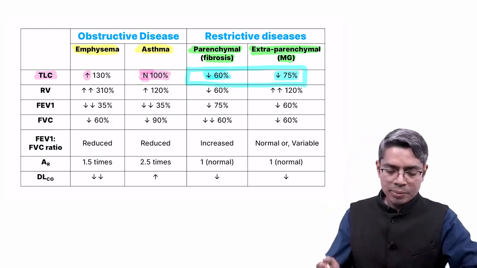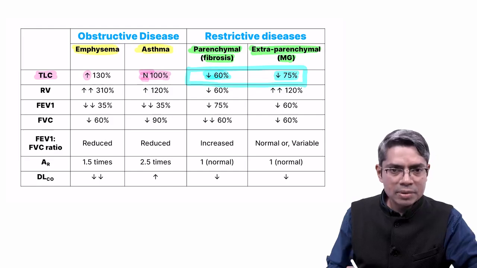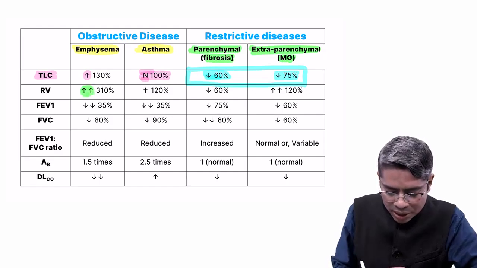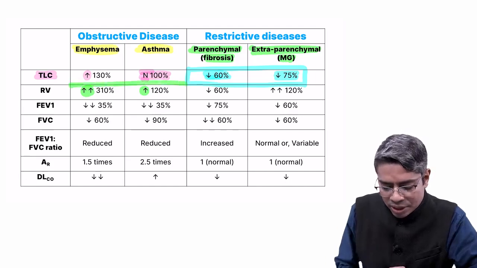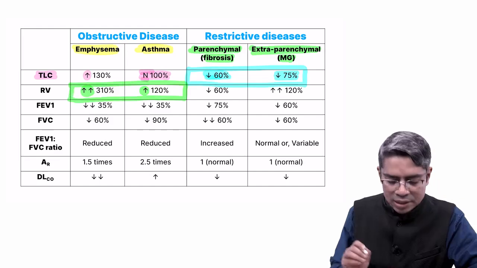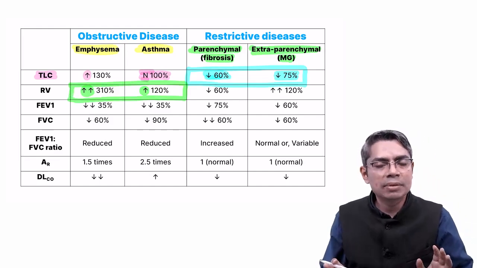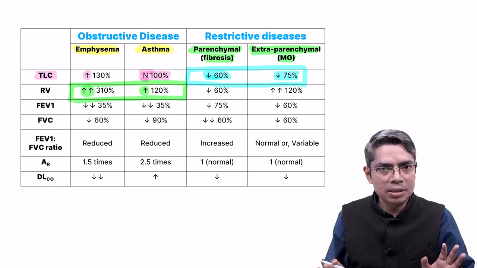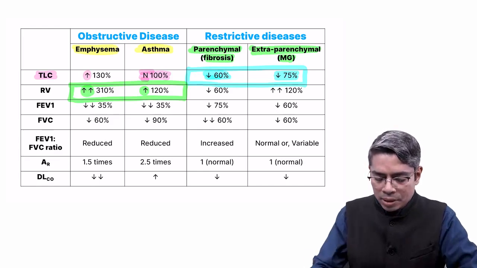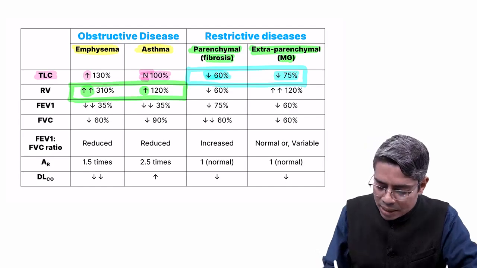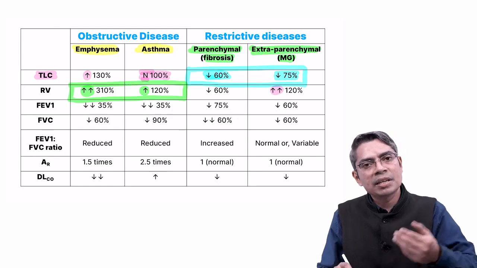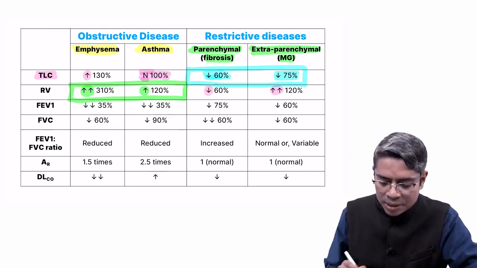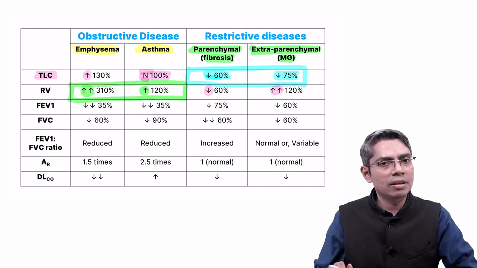Okay. Now, what about residual volume? The residual volume is the parameter which has to be increased in obstructive disease. So, again, this is one of the features which has to be present in case of obstructive disease. Without increment of the residual volume, it is not obstructive disease. Okay, and what will happen to the residual volume in restrictive disease? It may increase. I have shown you already that extraparenchymal restriction means there will be increase in residual volume, but parenchymal restriction means there will be decrease in the residual volume.